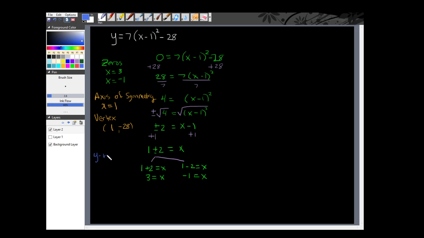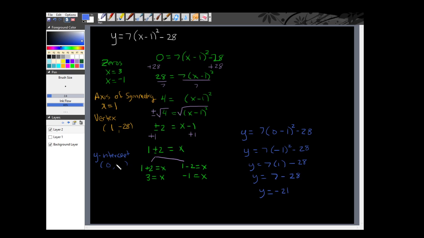The next thing I look for is the y-intercept. To find the y-intercept, remember that x is equal to 0 anywhere on that y-axis. So to calculate the y-intercept, I'm going to take my equation, and where the x is, I'm going to replace it with a 0. The rest of this is just arithmetic. So we solve what's in our parentheses. 0 minus 1 is negative 1. Now, negative 1 squared is just 1. 7 times 1 is 7. And 7 minus 28 is negative 21. So my y-intercept is at negative 21.